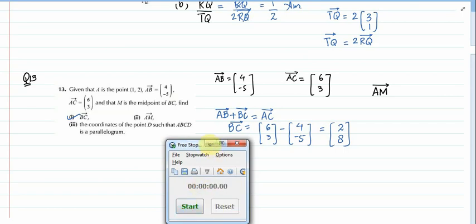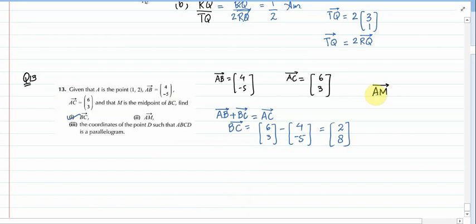Alright class, so how are we going to solve it? AM, if I write that AB plus BM is equal to AM, right? AB is what? AB is known, it's 4 and negative 5.